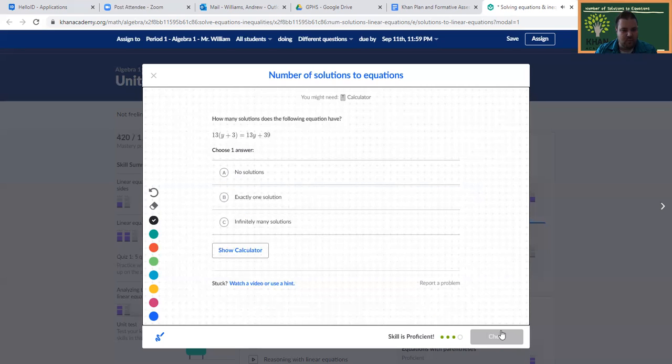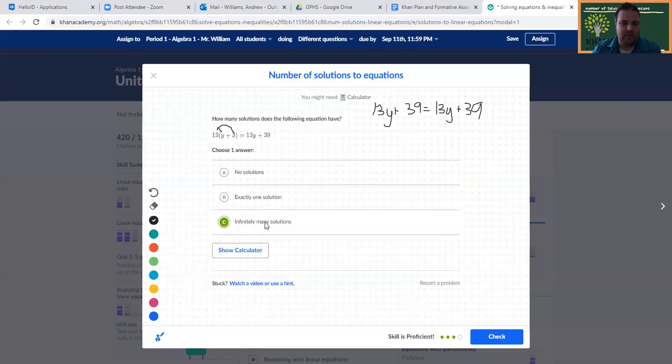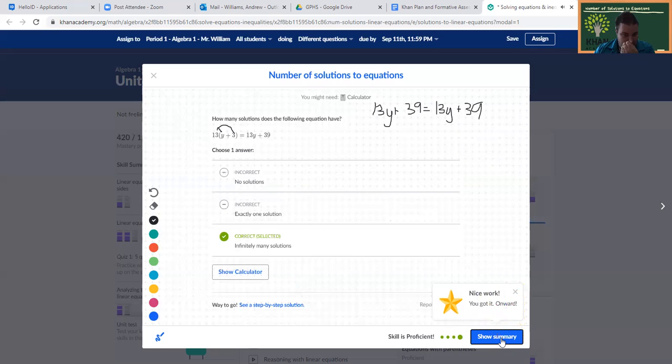One more problem here, and we're going to distribute the 13 across parentheses. 13y plus 13 times 3 is 39 equals 13y plus 39. So the left side of the equation is the exact same as the right side of the equation. They're literally the exact same thing, which means that we have infinitely many solutions. No matter what you sub in for y, it's going to be the same thing. Infinitely many solutions.